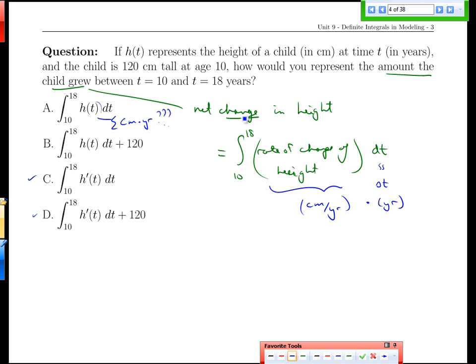Well, in fact, this is the answer. The net change in height is this. So the correct answer for how much the child grew is C.